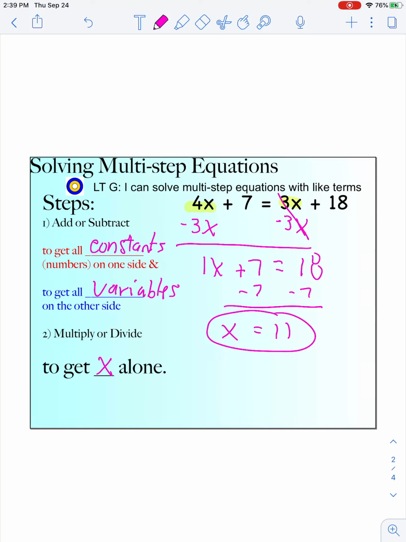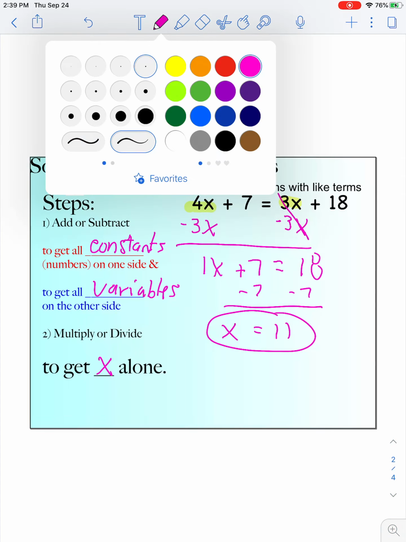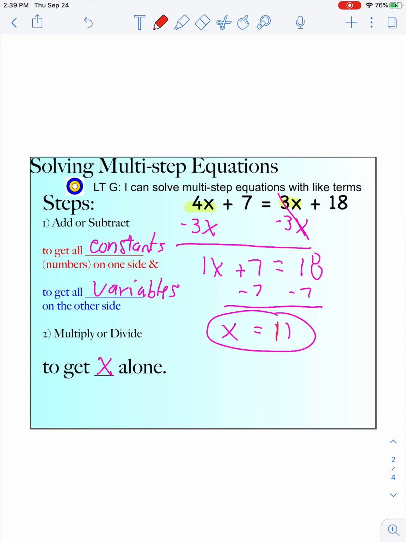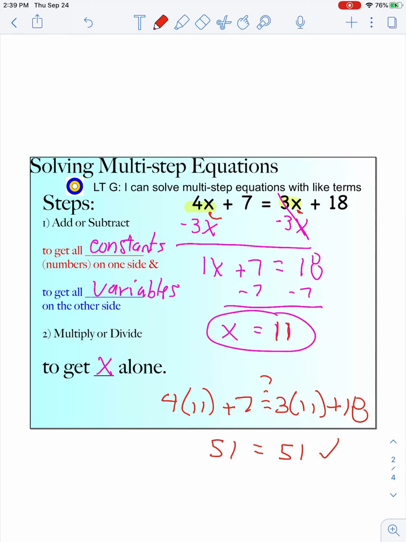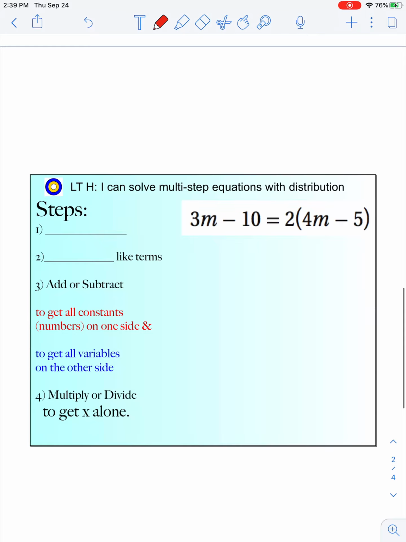And remember, if you want to see if your answer is correct, you take that x value that you got, 11, and you plug it back in here and here for x. So if I'm checking, it's 4 times 11 plus 7 equals 3 times 11 plus 18. And you see if this is true. Well, this is 44 and 7, so that's 51. And 33 and 18 is also 51, so that works. That's the correct answer.